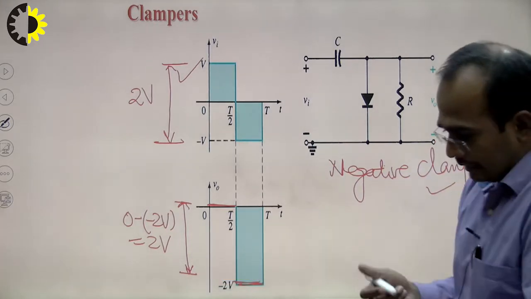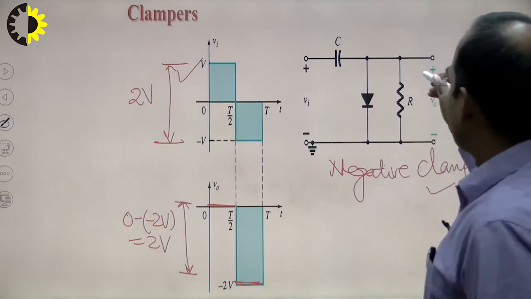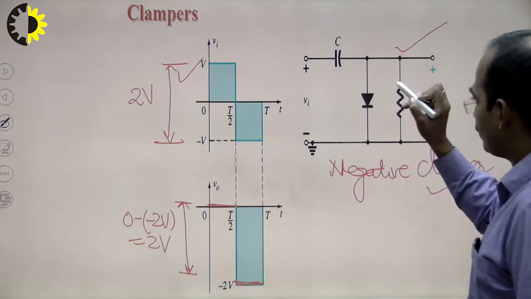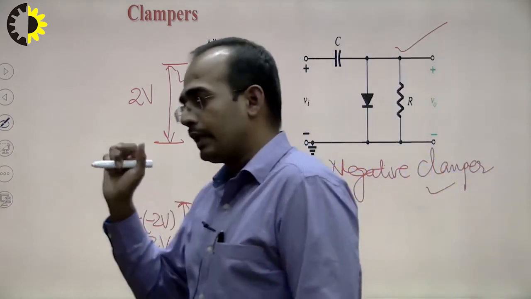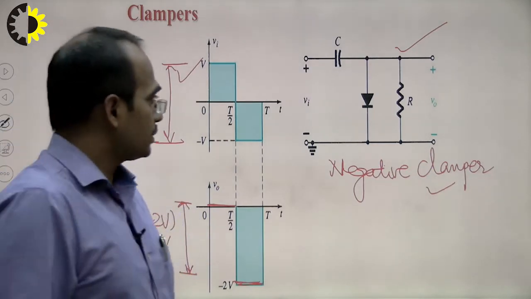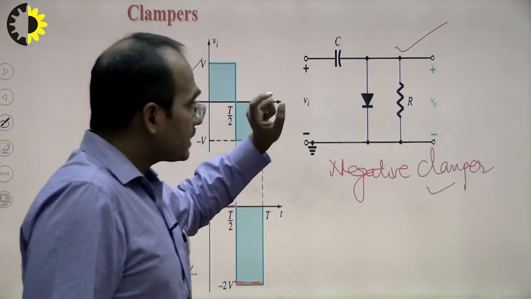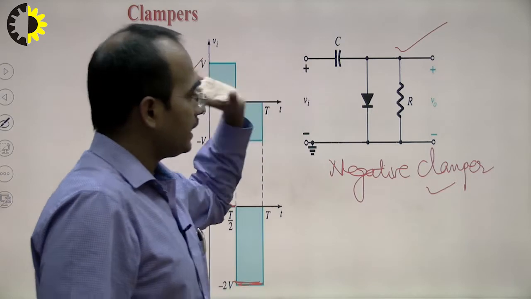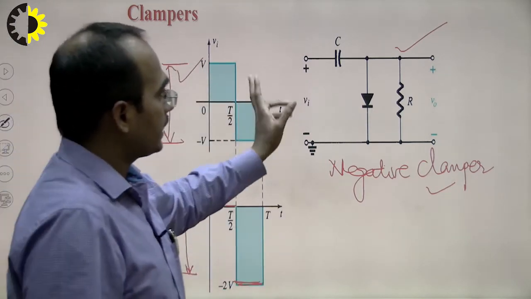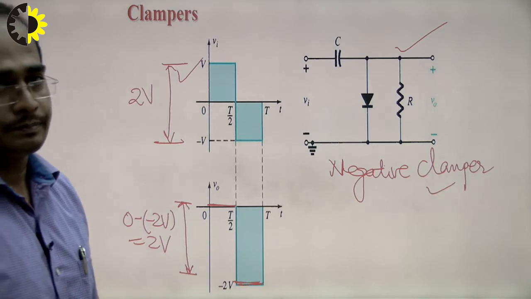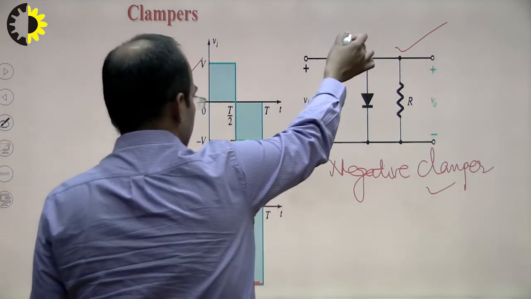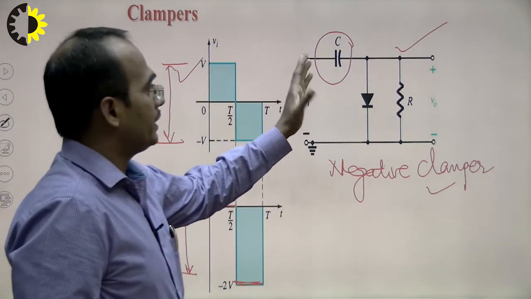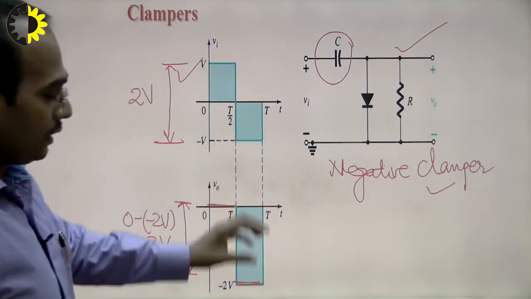In another way, by seeing the circuit you can easily identify whether this circuit is a positive clamper or a negative clamper. For identifying this, first you have to understand the difference between clipper and clamper circuit. The clipper circuit uses a limiting resistance instead of this capacitor. If you replace that limiting resistance by the capacitor, then that circuit will become a clamper. This is the only difference. This capacitor is making the difference between clipper and clamper.